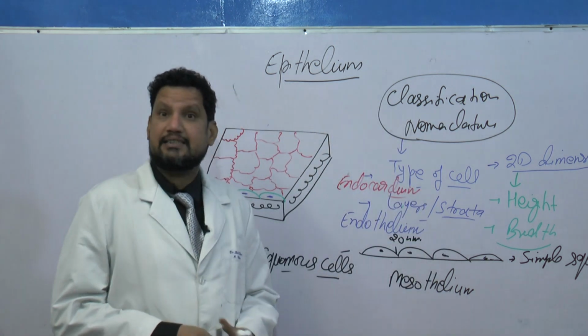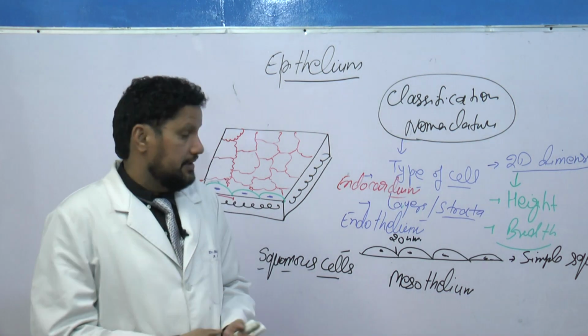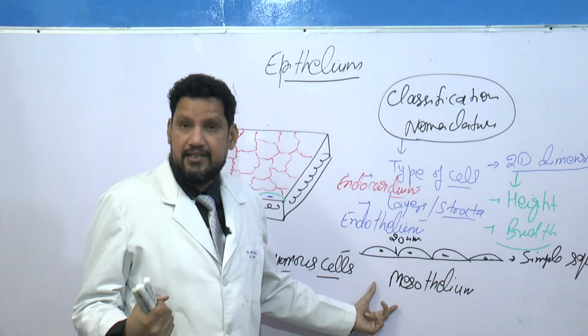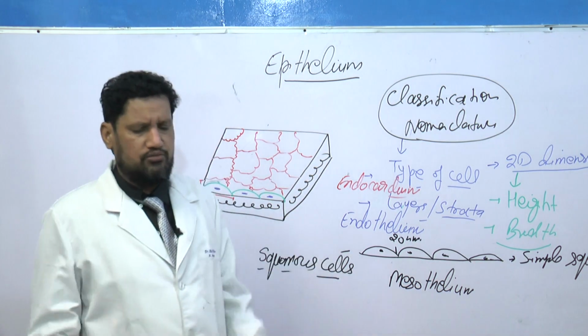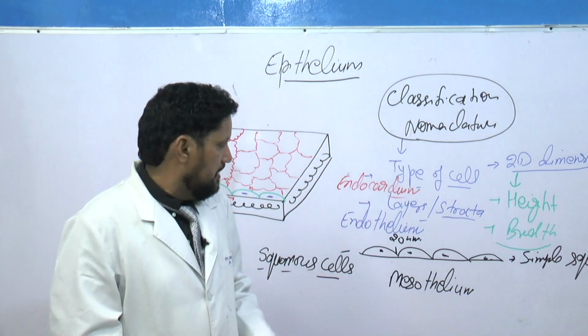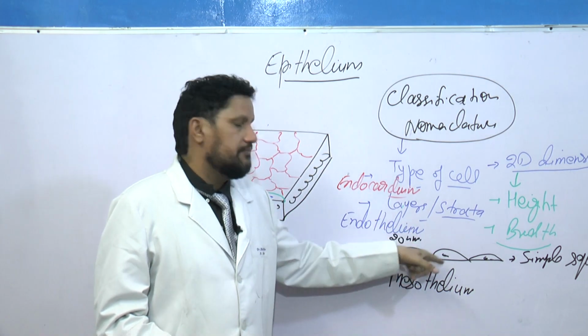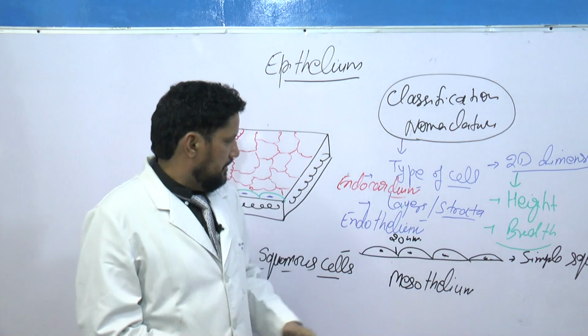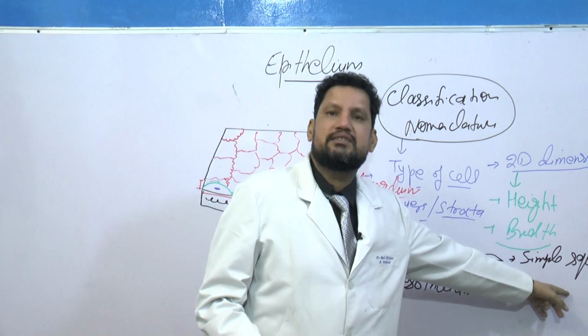And two cells are held together by some tight and gap junctions. So there is almost no paracellular exchange of materials between the two cells. So this is the simple squamous epithelium.